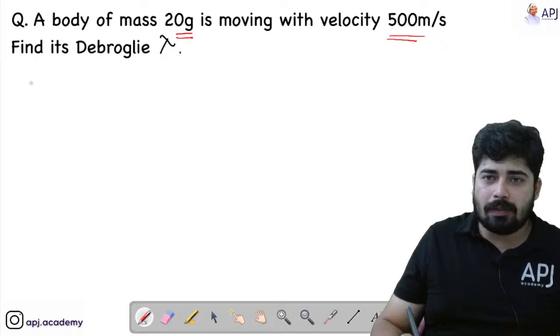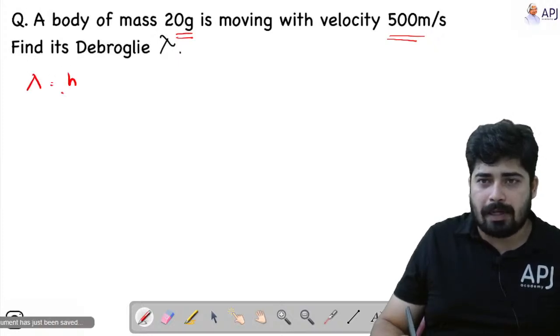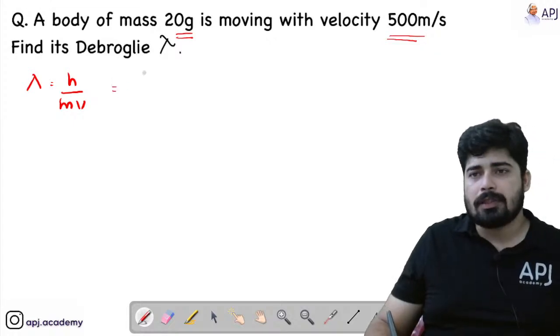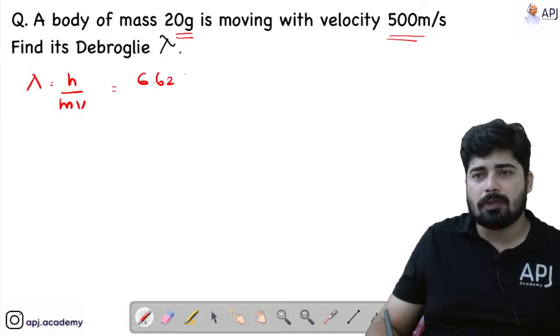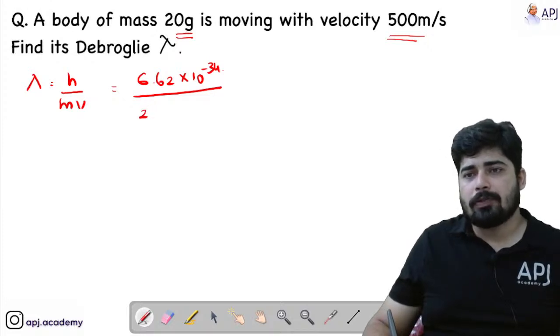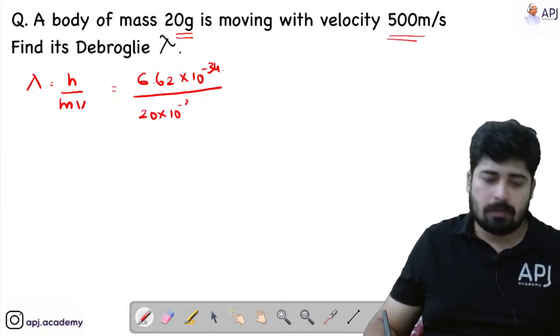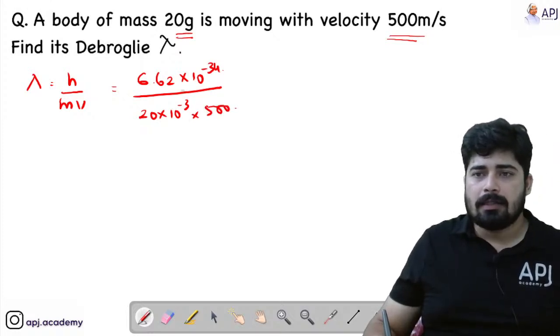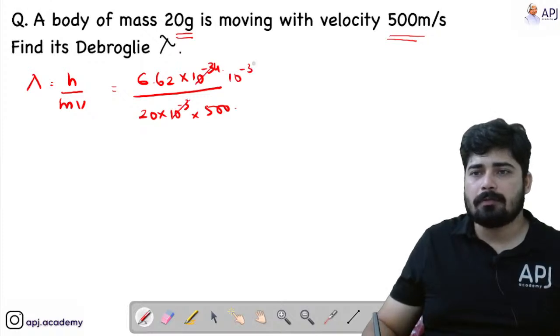Okay, de Broglie wavelength, we know the equation λ is equal to h by mv. Everything is given in the question, so just give the value. 6.62 into 10 raised to minus 34 is the Planck's value, and mass should be taken in kilograms. So 20 into 10 raised to minus 3 into 500. You can calculate this, cancel this, and you will get 10 raised to minus 31.